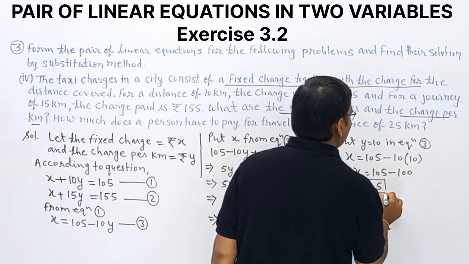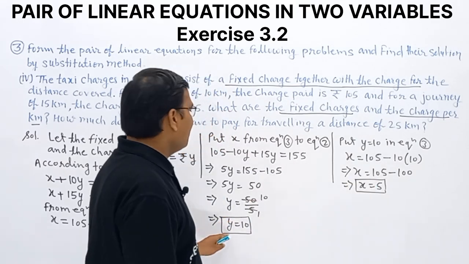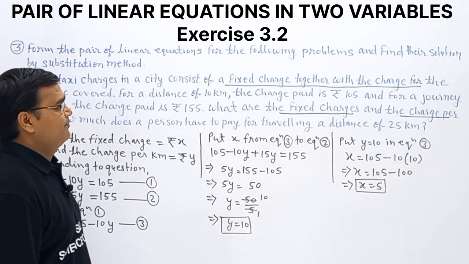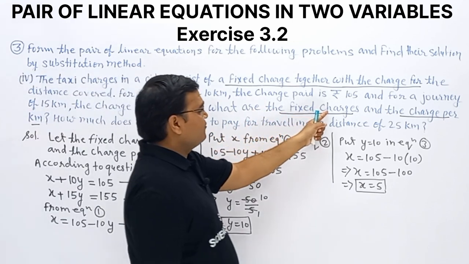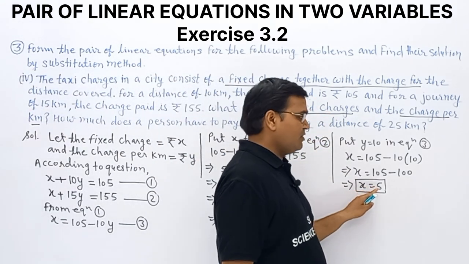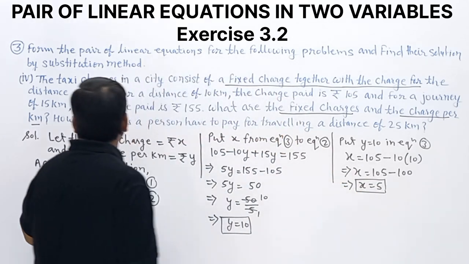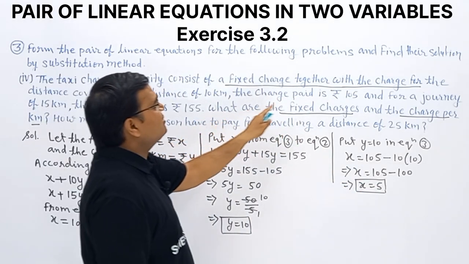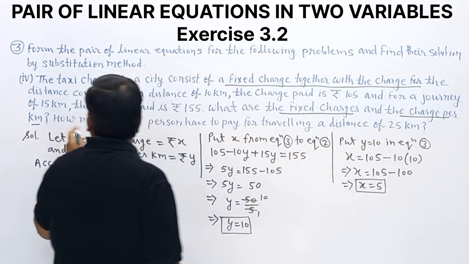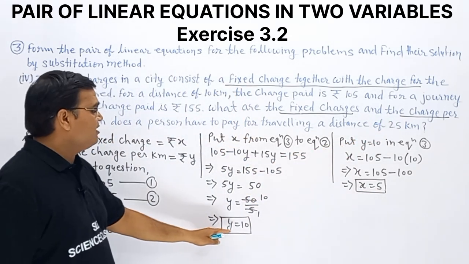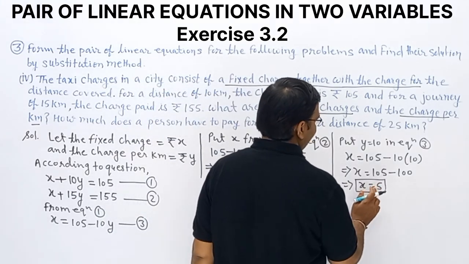So the solution of these linear equations is x equal to 5 and y equal to 10. Clear? So what is the fixed charge? Fixed charge is 5 rupees. We assumed x is the fixed charge, and the charge per kilometer is y, which is 10 rupees. So x equal to 5 rupees.